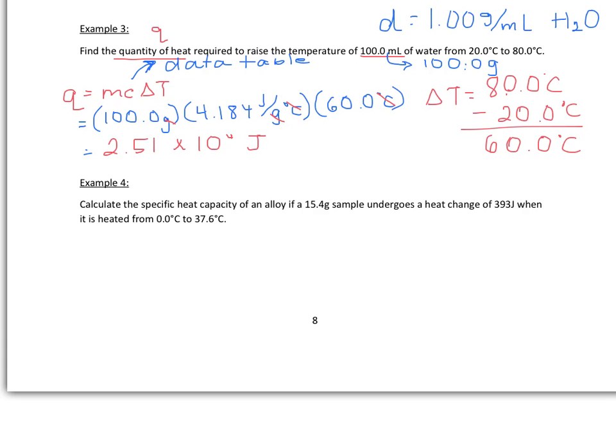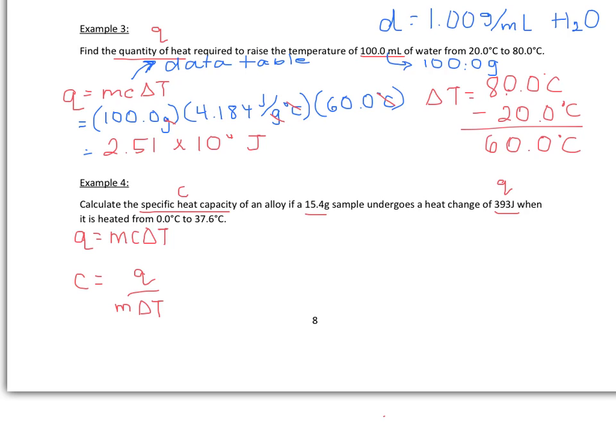Our last example says, calculate the specific heat capacity, so we're looking for little c, of an alloy if a 15.4 gram sample undergoes a heat change of 393 joules, that's my Q, when it is heated from 0 to 37.6 degrees Celsius. Since I'm looking for specific heat capacity, and since I was given a specific quantity, I have to use Q is equal to mc delta T. However, I'm looking for specific heat capacity, so I must rearrange, and it's Q over m delta T.